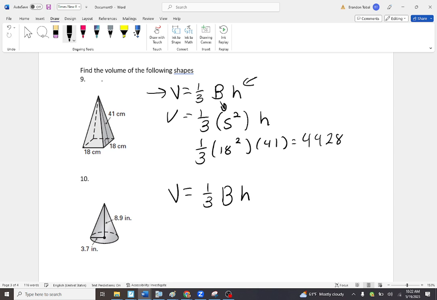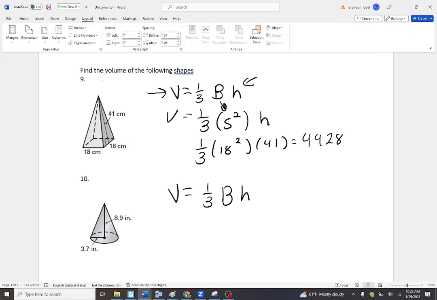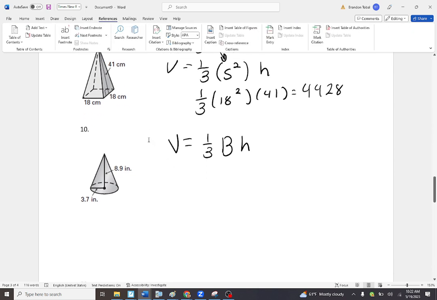So let me say it for everybody. 1/3 base times height, for the cone. 1/3 base times height. Now, this is a cone. So what's the bottom of the shape here? It's a circle. So we're going to use the area of a circle. What's the area of a circle? Pi r squared. Volume equals 1/3 times 3.14 times, what is my radius in this picture?